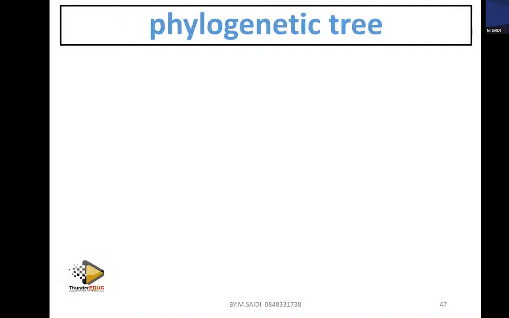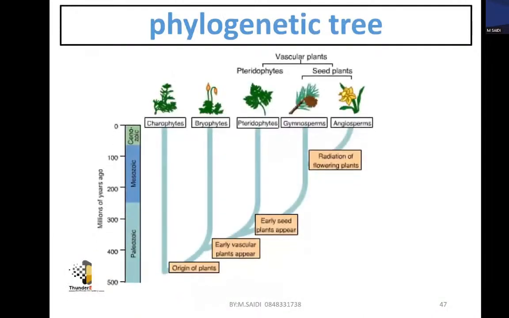The phylogenetic tree. I have a beautiful example here. If you look at it on the screen, you'll find here the origin of plants. These ones are what you call the algae. So they developed, they didn't just come from nowhere. They have a basis where they came from. The real plants started with what you call the bryophytes.